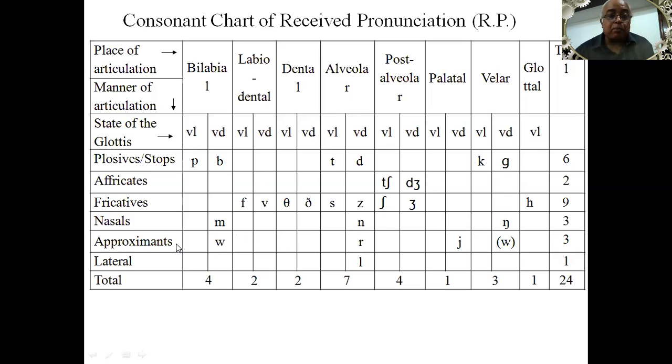Now let's look at the approximants. As soon as you hear the word approximant, it means approximate, which is very close, but not exactly what it is. So the first sound is W. Let's just see: B, lips touch very closely. M, lips touch very, very closely. They come in contact. W just touches and goes.